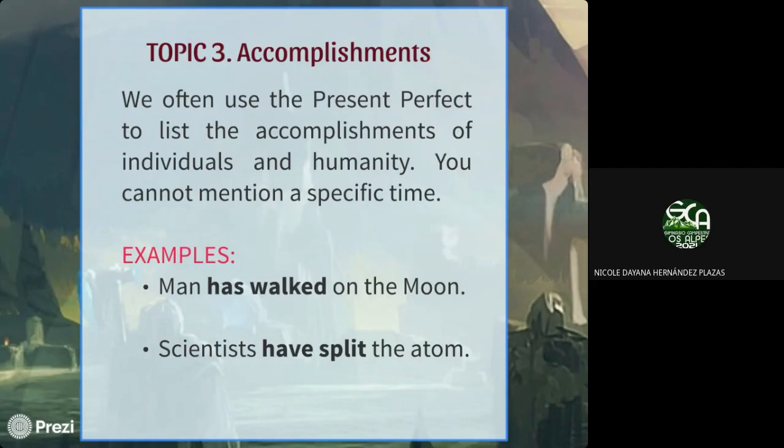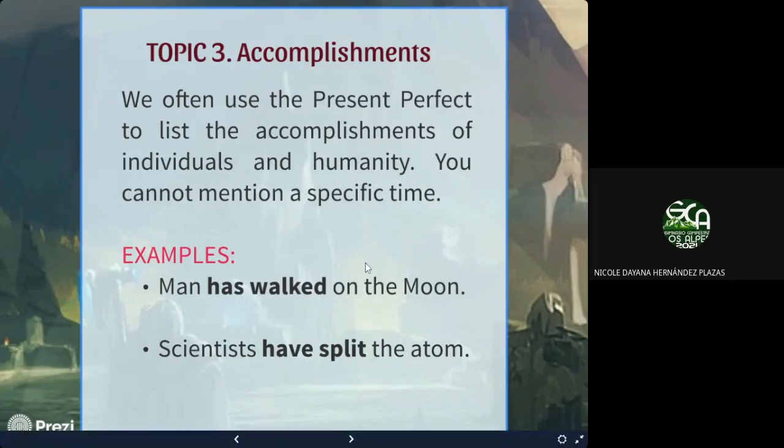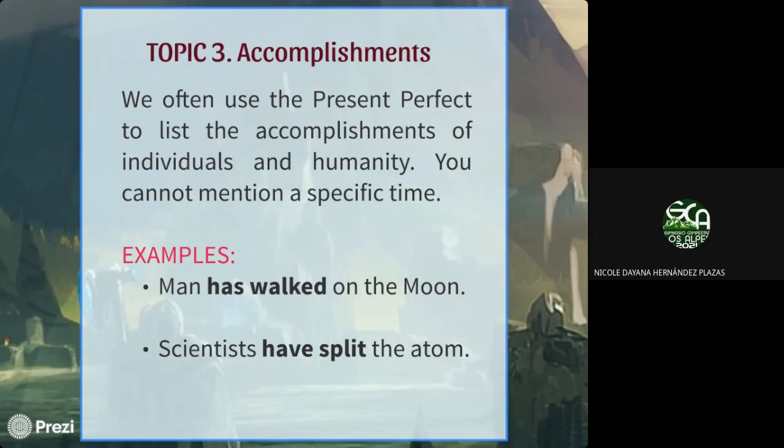Camilo, can you please help me reading this slide? Okay. We often use the present perfect to list the accomplishments of individuals and humanity. You cannot mention a specific time. Thank you. So guys, look at this. In this case, it is not used to talk about it individually, but usually is used with general aspects, general things. Things that you have reached, not because you did it, but because somebody in the human race did it. And for that reason, you as a human have, you can say this.